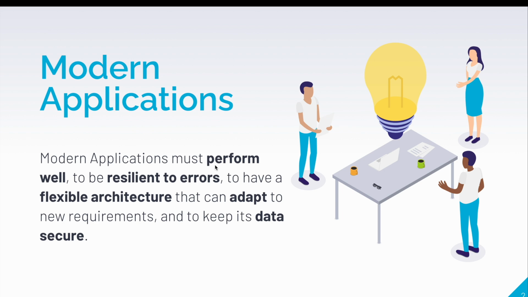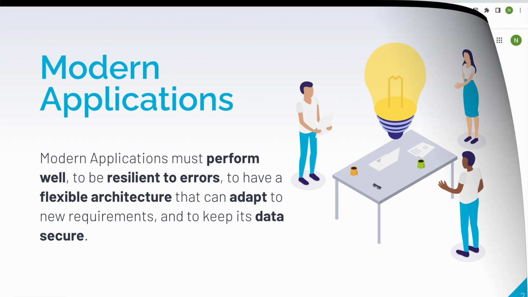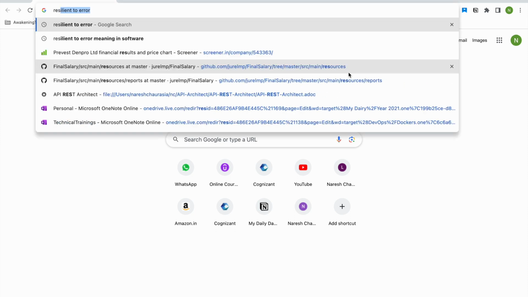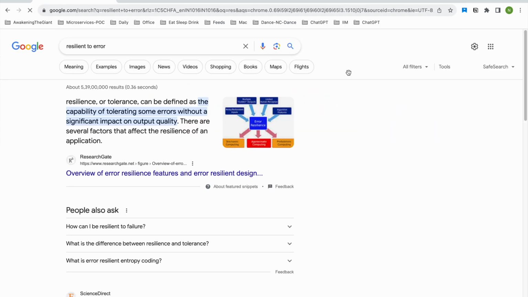Now it's very obvious what it means to perform well, of course. Let us then look at what is meant by resilient to errors. Let me go to Google and find out what is resilient to error. From the definition, as you can see, a system is resilient if it has the capability of tolerating some error without a significant impact on output quality.